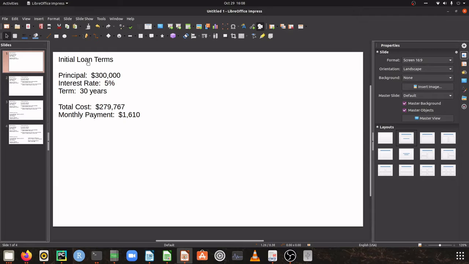So you can see our initial loan terms. We have a principal of $300,000, 5% interest for 30 years, and we've written down the total cost and the monthly payment. I've left off the cents here because they're not really going to matter too much, and this will keep the calculation simpler.